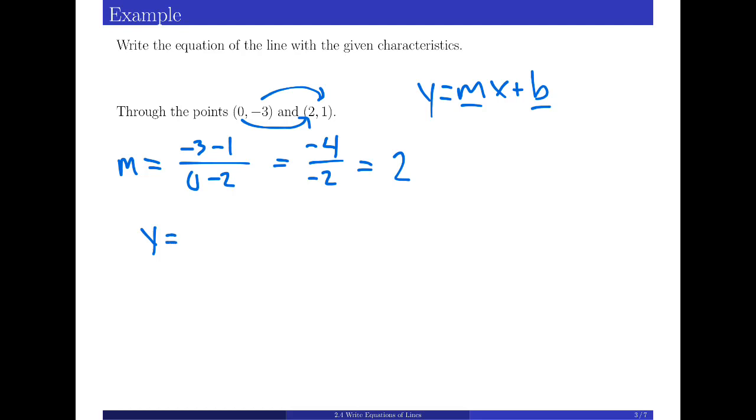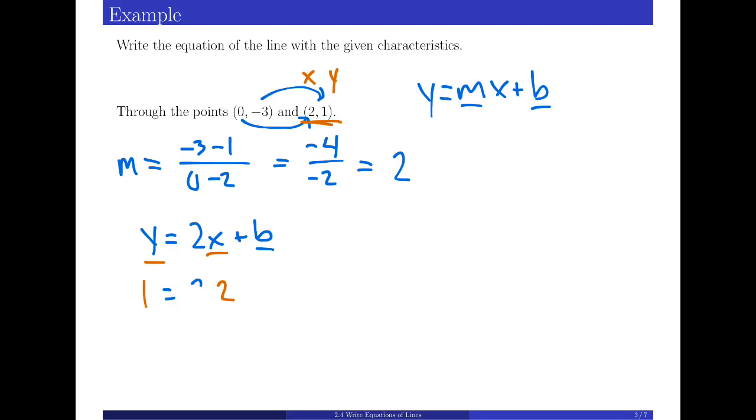So at this point, we know it's going to be y equals 2x plus b. So we just need to find b still. Well, we know a couple x's and y's that we could put in there so that b would be our only unknown. So I'm going to use the point (2, 1). We know that x is 2 and y is 1. So I'm going to put in 1 for y and 2 for x.